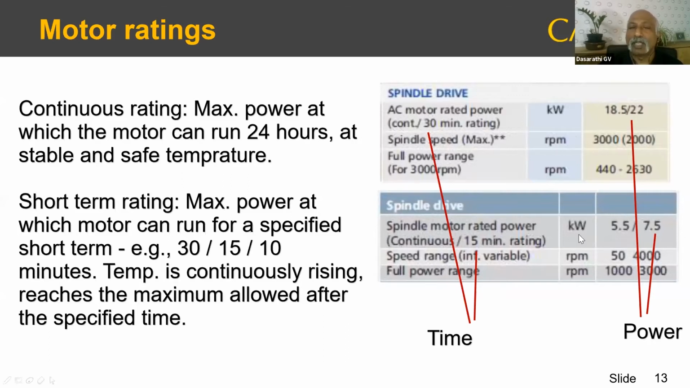We just say, oh, it's a heavy motor with, whatever, 15 kilowatt or 22 kilowatt, or a small motor. This is all we see. But we don't know what these numbers mean. Now, there are two different ratings on any motor: a continuous rating and a short-term rating. Continuous rating is the maximum power at which the motor can continuously run without getting burnt.